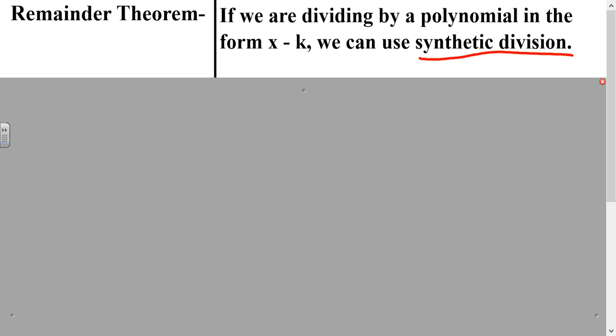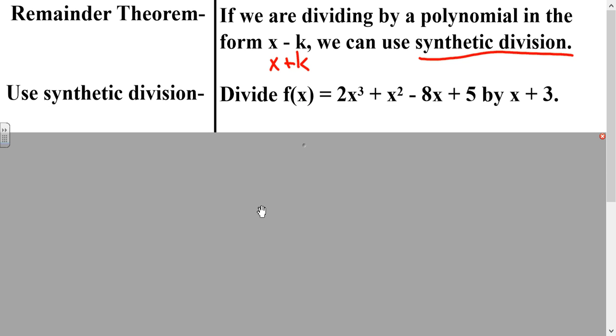Now, there is something called the remainder theorem. And it says, if we're dividing by a polynomial in the form x minus k, so x minus a number, or technically this could be x plus a number, because minus a negative is the same as plus. So if you're dividing by x minus a number or x plus a number, you can use synthetic division, which is so much easier and faster, and you will love it. So I'm going to show you an example of how to use synthetic division.